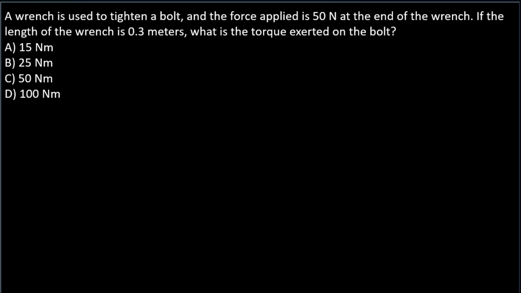Now come to another problem. A wrench is used to tighten a bolt, and the force applied is 50 Newton at the end of the wrench. If the length of the wrench is 0.3 meter, what is the torque exerted on the bolt? Here tau equals F times r, where r is distance and F is force.